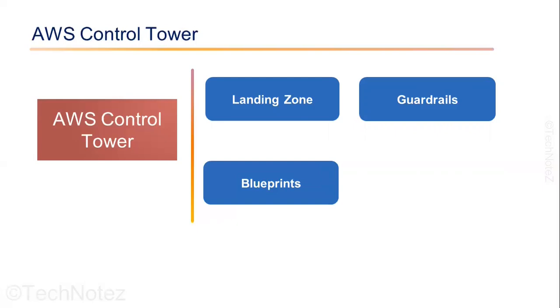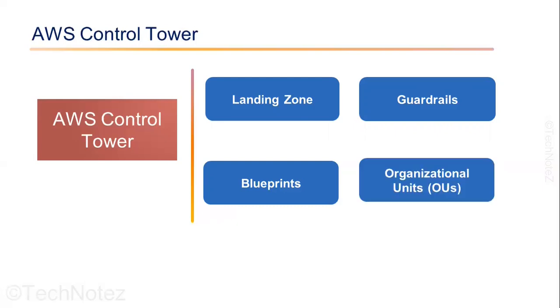Blueprints. These are reusable templates for provisioning and configuring the resources in an AWS environment. Blueprints can be created and shared within an organization, providing a consistent and repeatable way to deploy the workloads. Organizational units. These are logical groupings of AWS accounts within the landing zone. They can be used to apply policies and settings to specific groups of accounts.